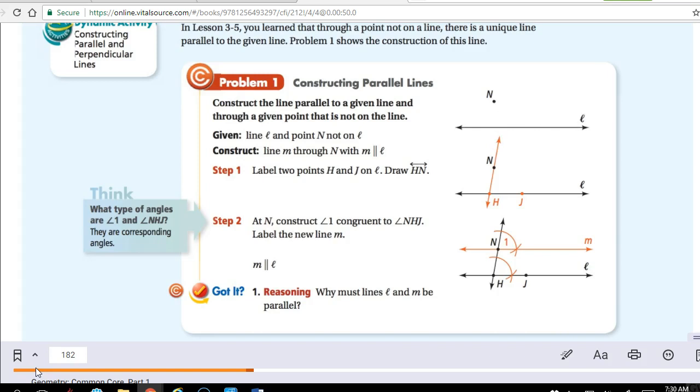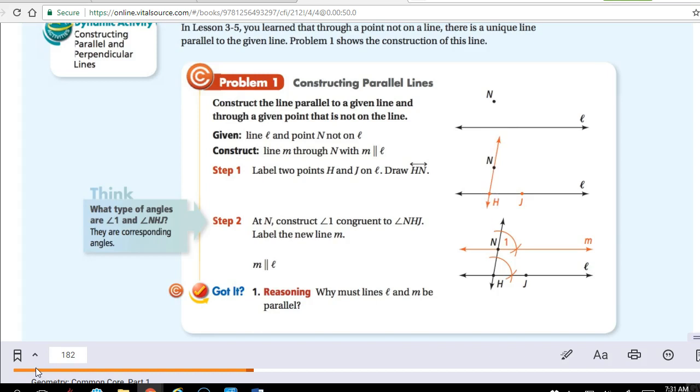First of all, just take your ruler and draw any line that you want, but it has to go through N. And you can see they've drawn one here. It doesn't have to be this exact line. You could have drawn a line over here or even way over there. The point is you have to draw a line between that point and that line right there. Here's the demonstration one that they've shown.